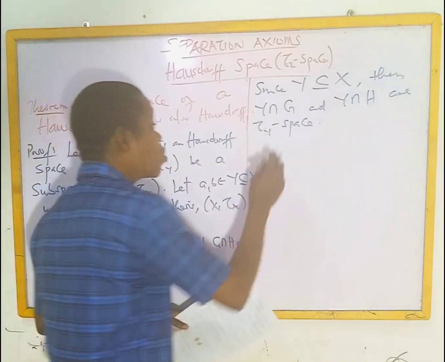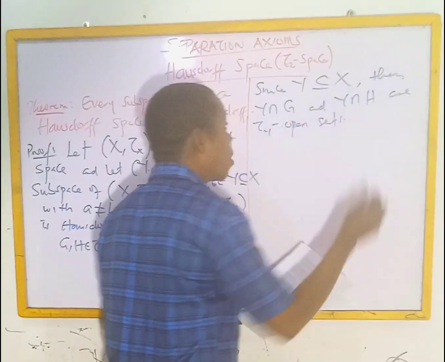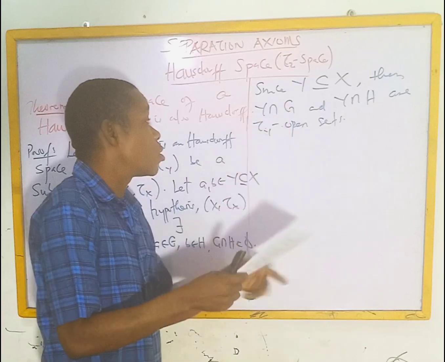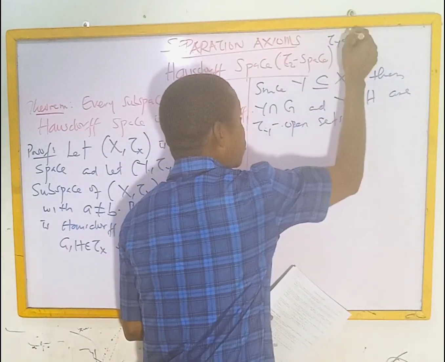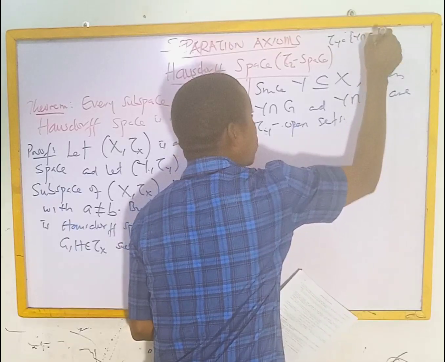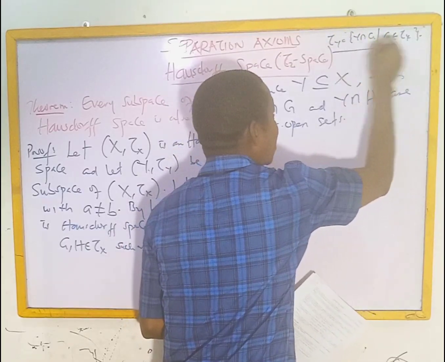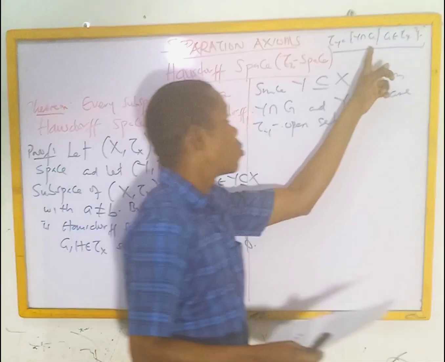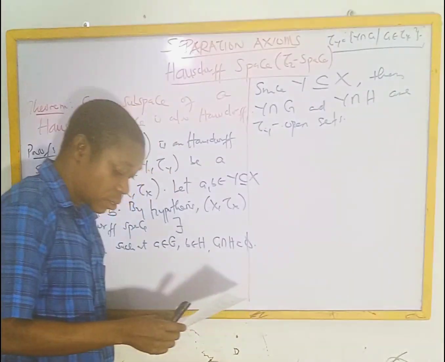They are τ_Y open sets by the definition of τ_Y. Remember that when you have τ_Y, a set Y intersection G, such that G is in τ_X, that is where you can say that it is a relative topology, or we say that Y is a subspace of that X.